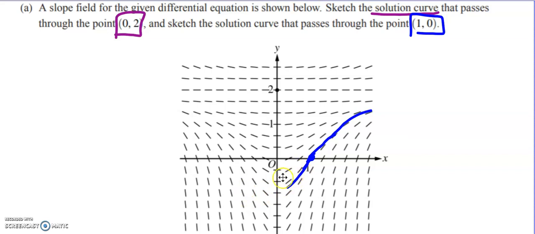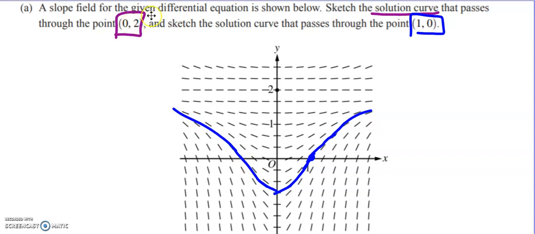I can actually find what's going on at a certain point if I wanted to plug stuff in, but I'm just going to sketch. Looks like I catch a horizontal tangent about there, and then this thing has some symmetry to it. And I think that looks good.